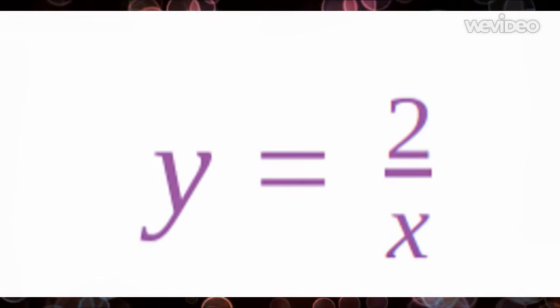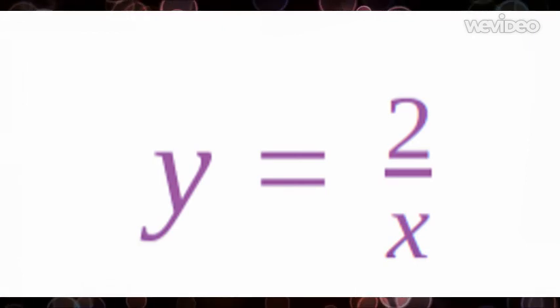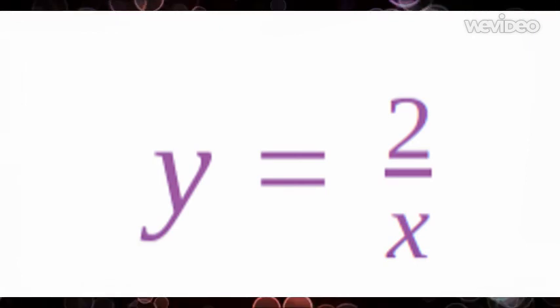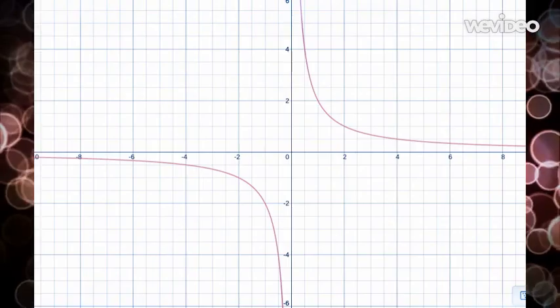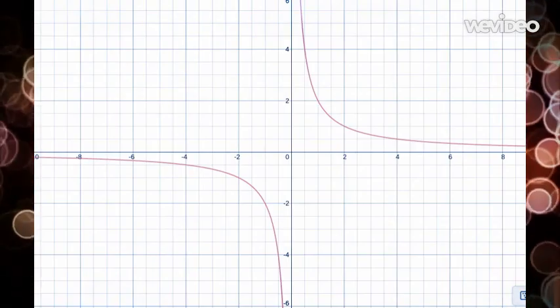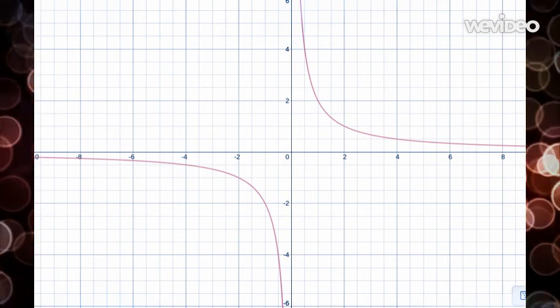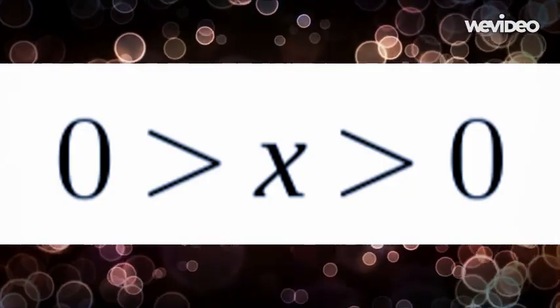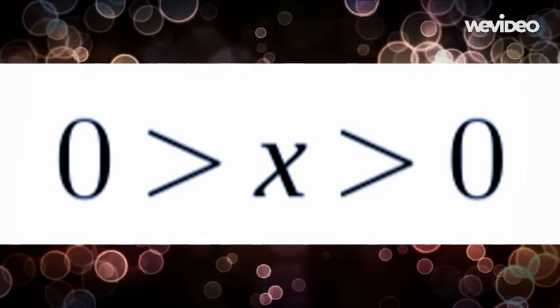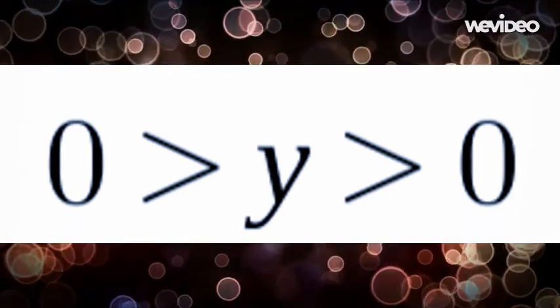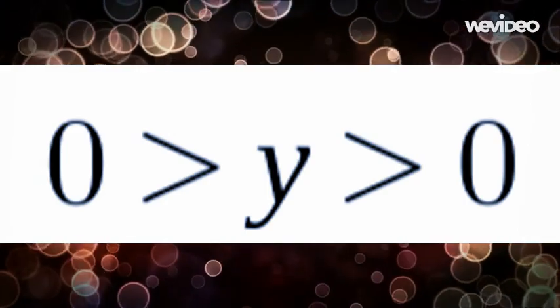Our last equation is quite complex. It is 2 divided by x equals y. Let's begin by graphing it. There are two asymptotes for this graph, x equals 0 and y equals 0. X is more than 0 and less than 0. Same for y. So that shows our domain and range for this complex graph.